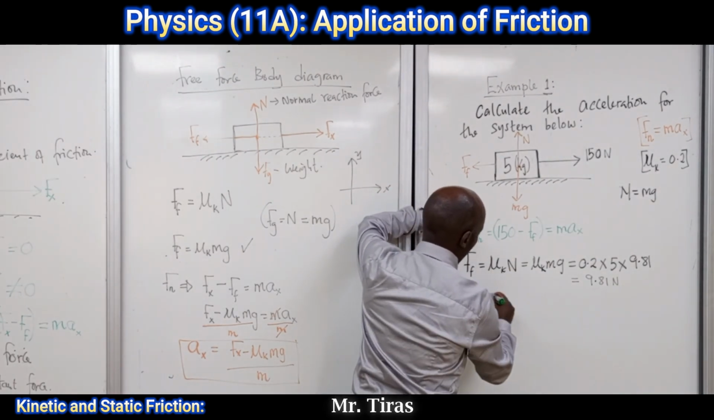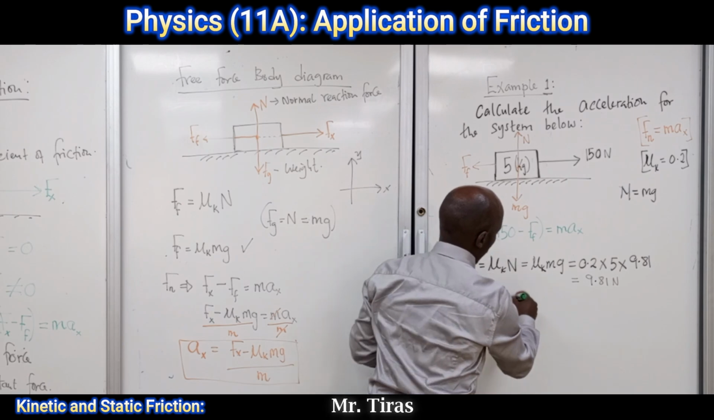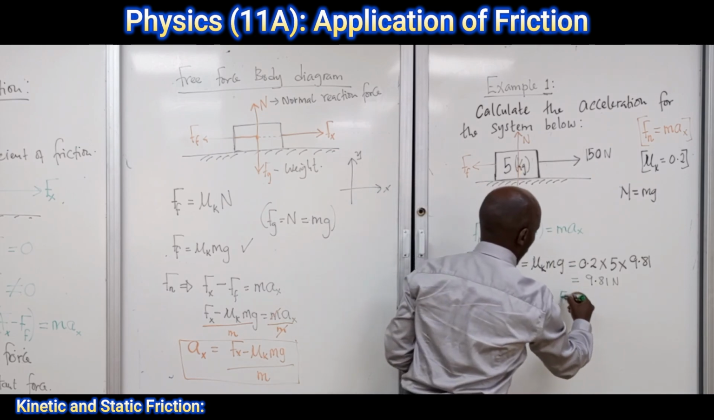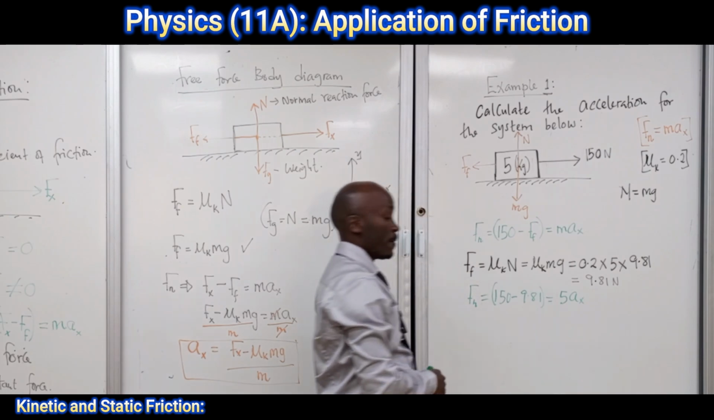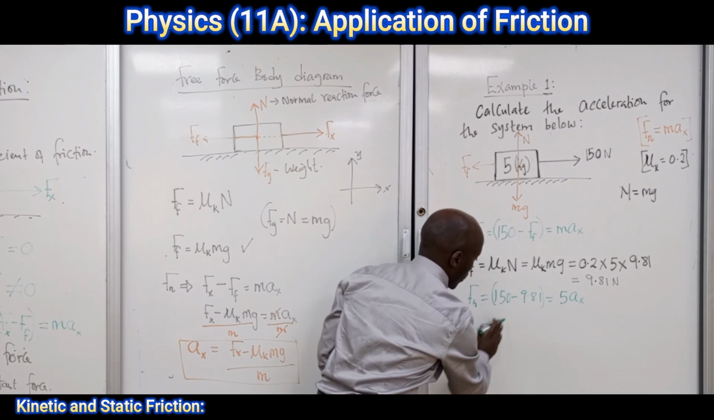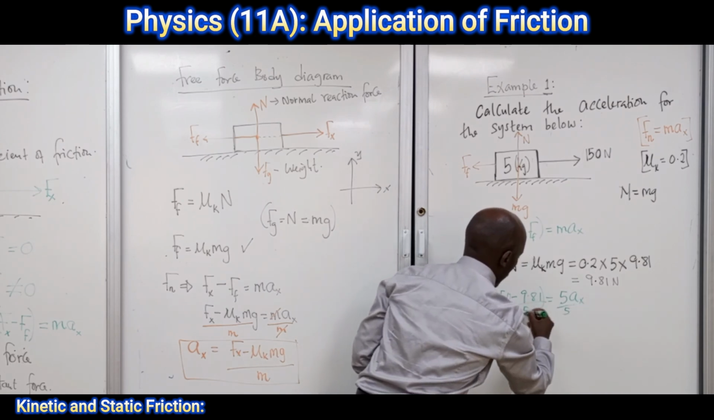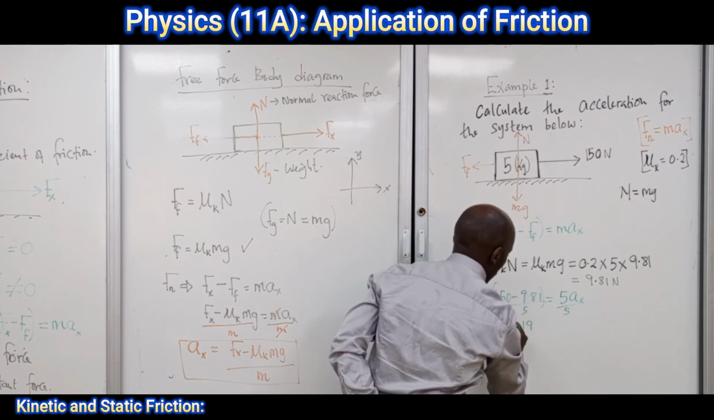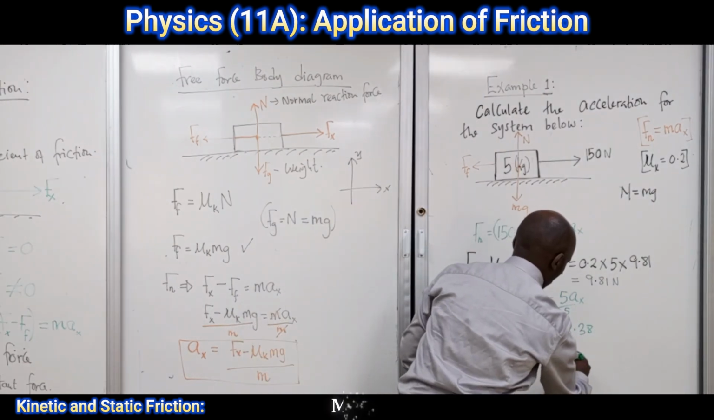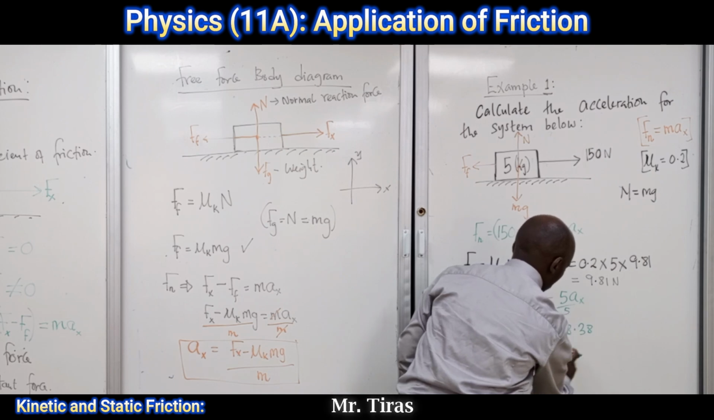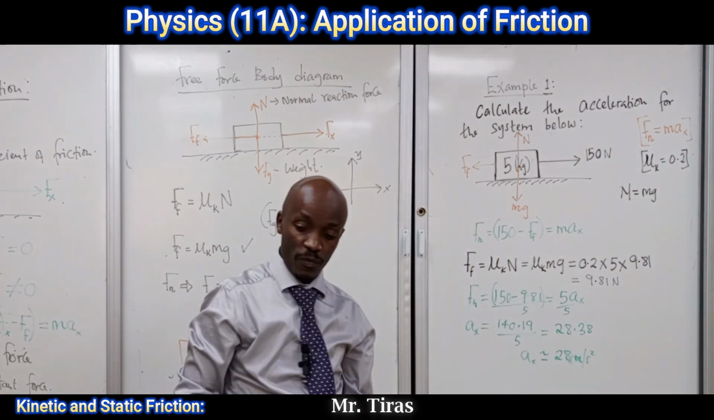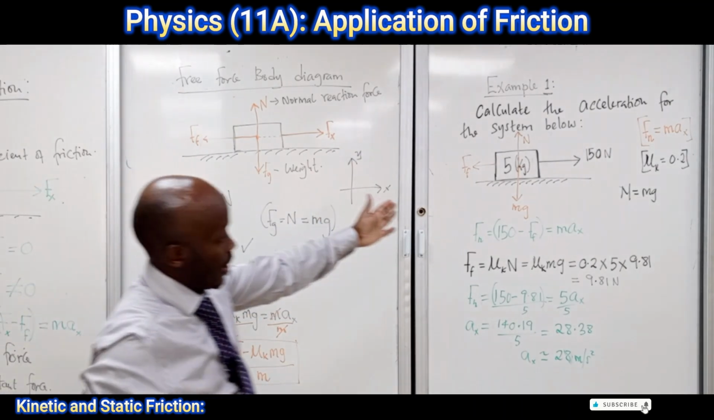So with that, we proceed to find our net force, which equals 150 minus 9.81, and we equate this to the mass, which is 5, times the acceleration ax. This means our acceleration ax equals, we divide this side by 5 and this side by 5, 150 minus this, divided by 5. Once you divide this, it should be approximately 28 meters per second squared. That will be our acceleration. So that's a simple situation again of how we can apply this concept and do that calculation.